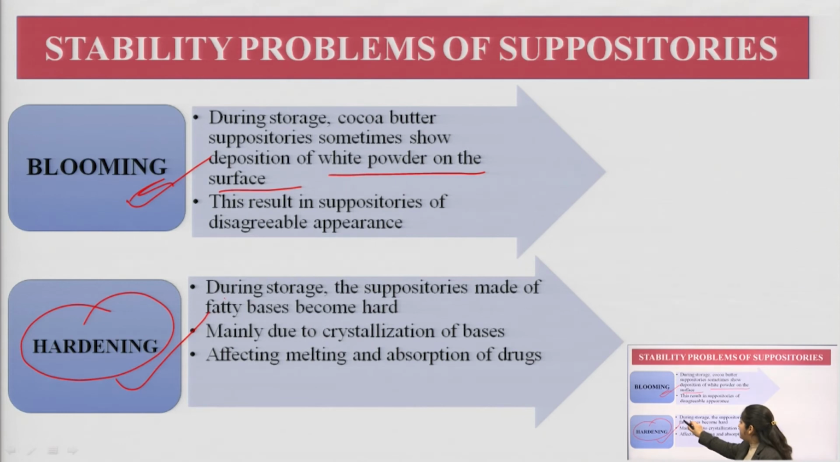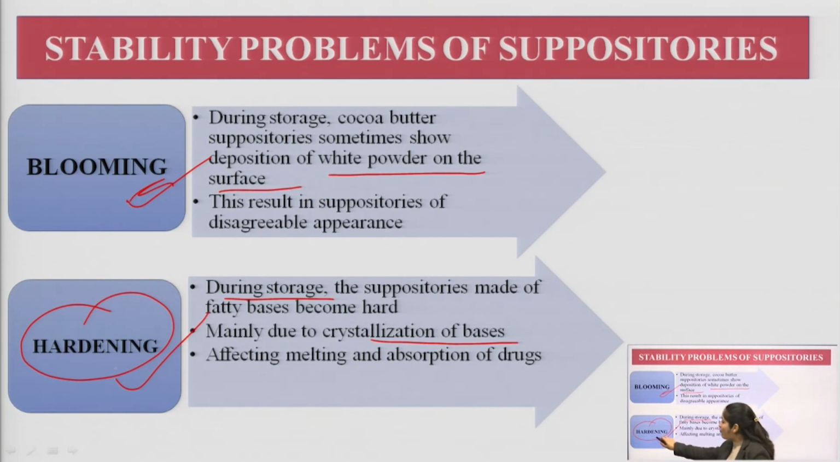Hardening: sometimes during storage, because of the bases incorporated into it, the suppository becomes hard and very rigid. Sometimes crystallization affects it as well. So what is the major concern here? When excessive hardening of suppositories takes place, melting is of prime concern. If something becomes excessively hard, melting is next to impossible. We know that melting of suppositories is of prime concern, because until it melts, it is not going to produce any action. So melting plays a very important role here.